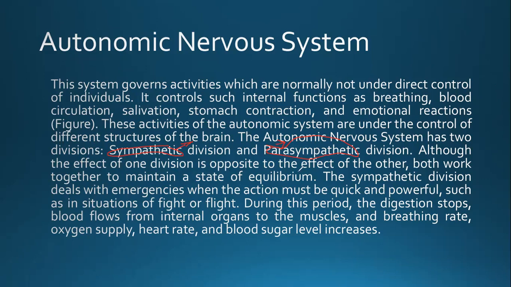Although the effect of one division is opposite to the effect of the other, that is, sympathetic versus parasympathetic, the functions are opposite. The sympathetic division deals with emergencies, any situation which is immediate, when the action must be quick and powerful. Blood flows from the internal organs to the muscles, and breathing rate, oxygen supply, heart rate, and blood sugar level increase. The sympathetic division deals with immediate action. Further, it controls digestion, because you have to conserve energy. We will see the next slide and have a better understanding.